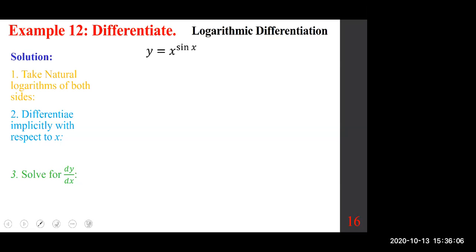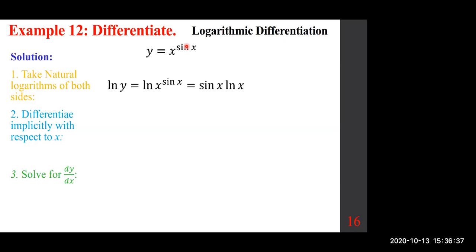So take a natural log of both sides. This becomes ln y. This sine x sits in front, becomes sine x ln x. So please understand what happens. Again, if the base is a number, we know how to differentiate. If the exponent is a number, we know how to differentiate. But what if both the base and the exponent are functions? Then logarithmic differentiation is one way. There is another way, but this is the fastest.